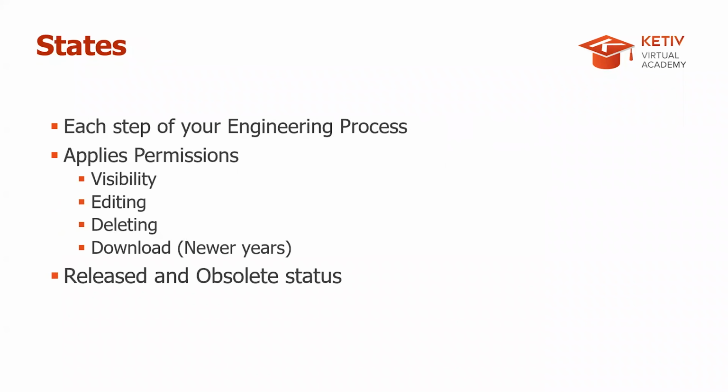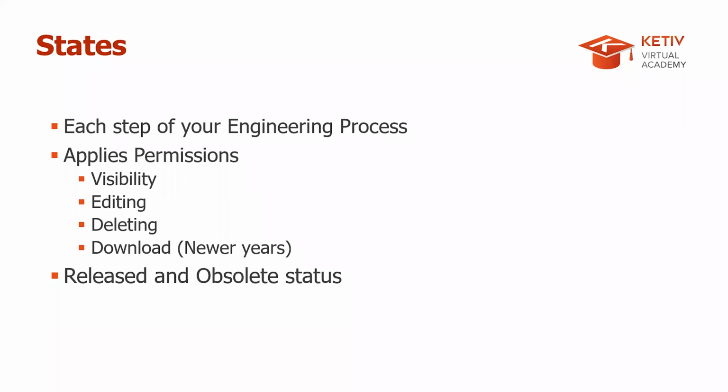reach out. States. So each step of your engineering process, like I mentioned, we map it out with our customers. Whenever we do a Vault implementation, we make sure that we say, hey, which different groups touch your data at what point? What do they need to do? Is it editable? Who can see it? So we create these states inside of Vault to match those different steps in your process.